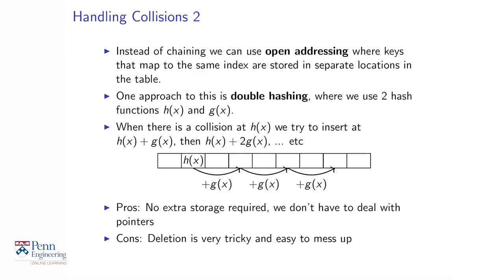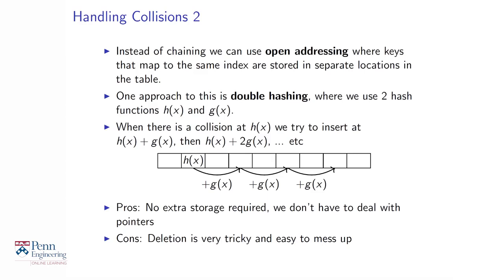So the nice thing about this is that unlike the linked list solution, this requires no extra storage. One hash table is enough, and we don't have to deal with pointers. Everything is in the table. So it's basically array access, which is a little bit faster than using pointers. The negative side of this is that deletion is tricky.